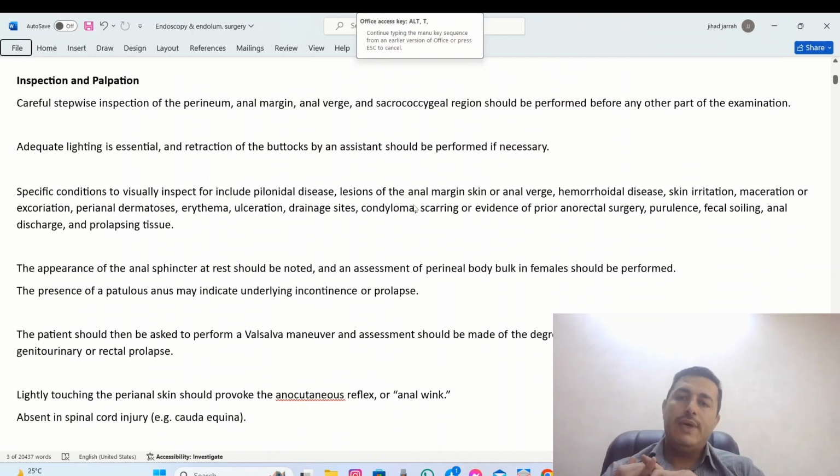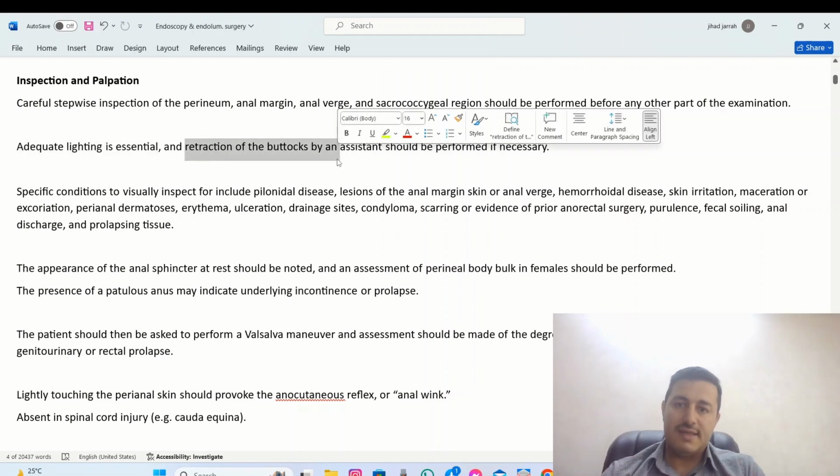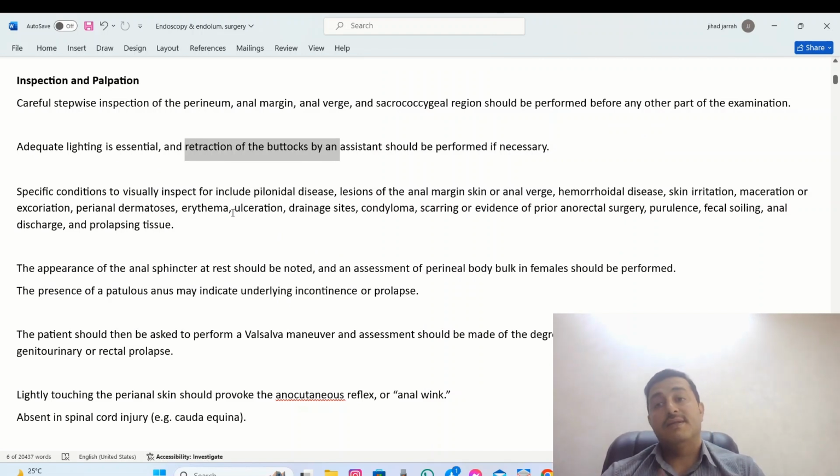Okay, we take history, talk history, position the patient, and we move to inspection and palpation. It's mandatory to have adequate lighting, and we may need, as we said, some retraction of the buttocks by an assistant, especially if we are talking about the left lateral decubitus.